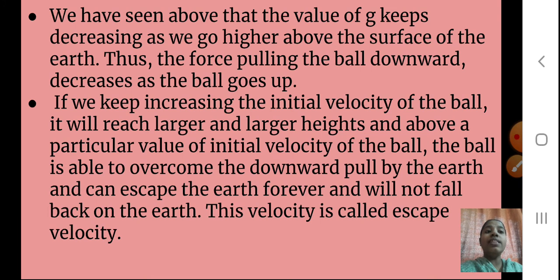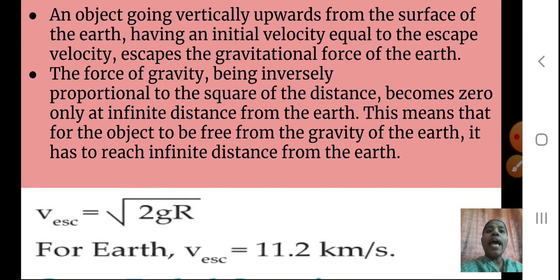Okay, so this velocity we call the escape velocity. Okay, students, so what do we call this velocity? Escape velocity. Escape velocity is nothing but that velocity with which an object is moved away from the earth's gravity and it reaches such a position that it can overcome the force of gravity. Okay, students, I hope till here it is clear. So, an object going vertically upwards from the surface of the earth with an initial velocity equal to the escape velocity escapes the gravitational force of the earth.